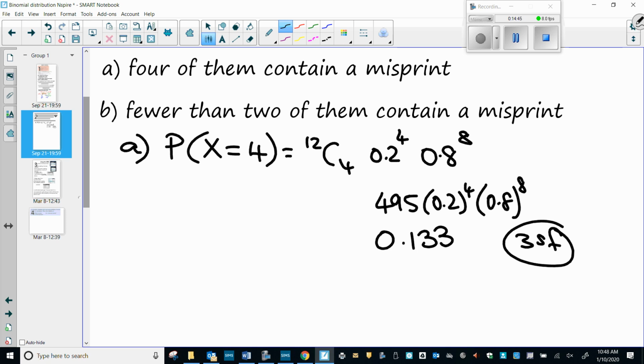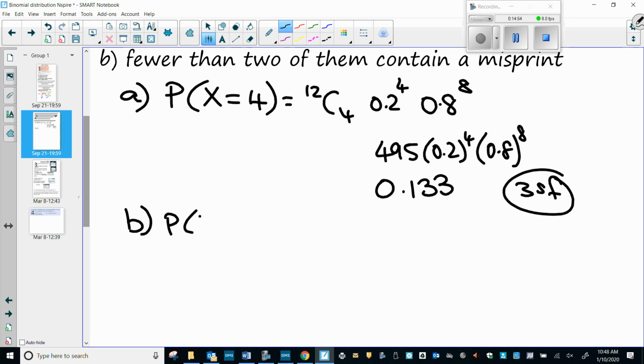It says fewer than 2 of them contain a misprint. So in this kind of situation we need to find the probability that one of them contains a misprint, or none of them contains a misprint, because that's fewer than 2. If it said 2 or fewer, we would include the 2 as well. Make sense? So we need to find both of these two.